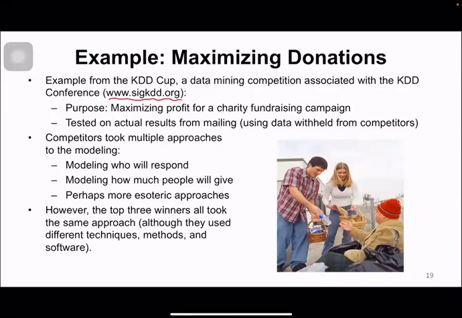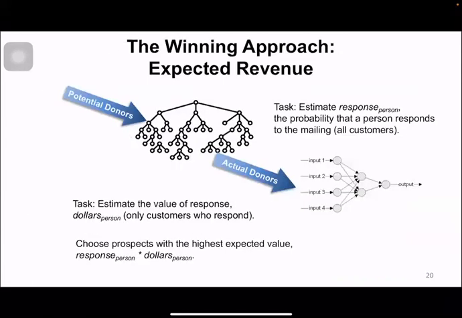In this competition, competitors actually took multiple approaches. They used all kinds of approaches to do the modeling. Some of them modeled who responds. Others may model how much people give. And perhaps they had more esoteric approaches. However, the top three winners all took the same approach. Although they used different techniques, methods, and software, their approach was the same. What is the approach? The winning approach is modeling the expected revenue.